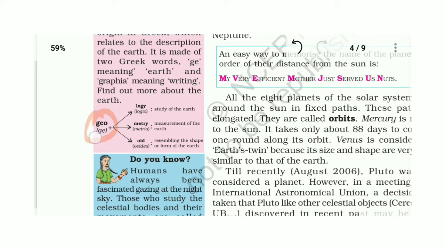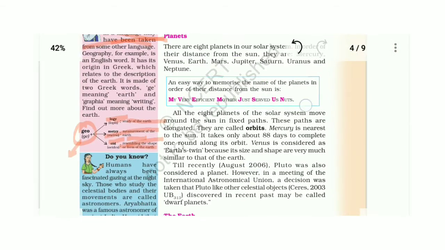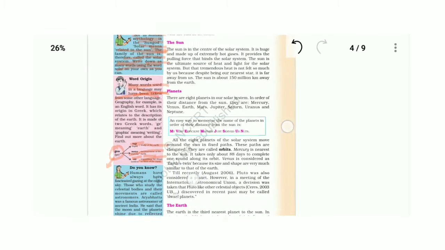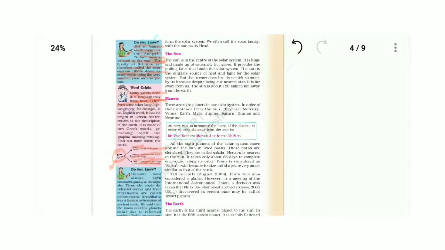Geo meaning earth, and geology, which means study of earth. Geometry means measurement of earth, and geoid means resemblance of the shape or form of the earth, meaning the shape of the earth is basically geoid in shape.